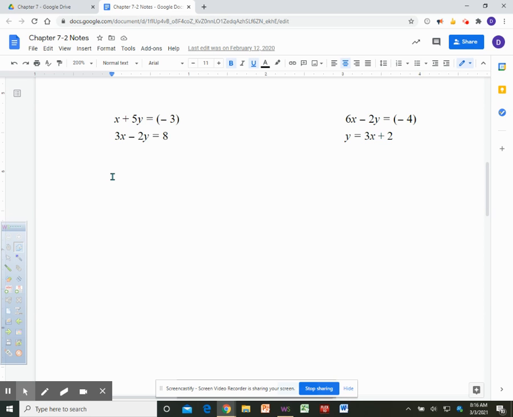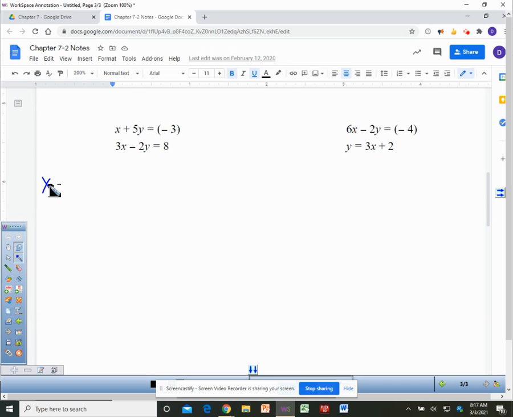Now, they should all be set up where one of the letters is the easiest one to pick out what you should solve for. Do I want to get this x by itself right here? Am I going to have to do a lot of work for that? Yeah. I'm going to have to do a lot of work to get this y by itself. Am I going to have to do much work to get this x by itself? No. So I'm going to solve that one for x.